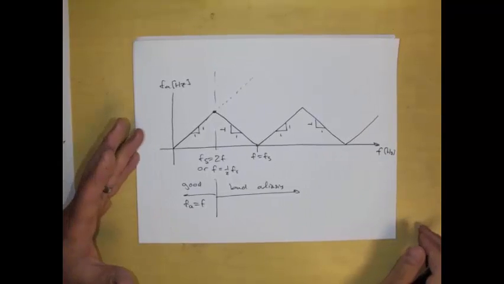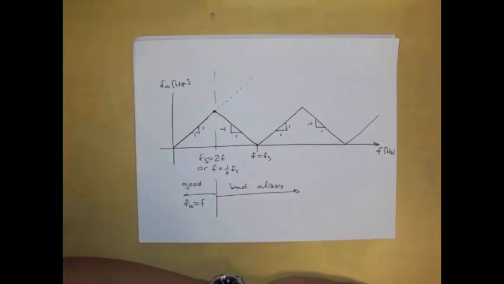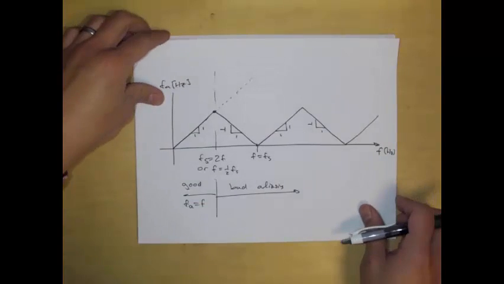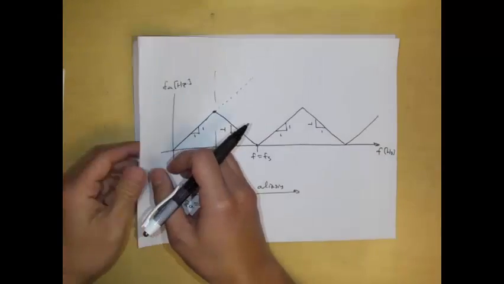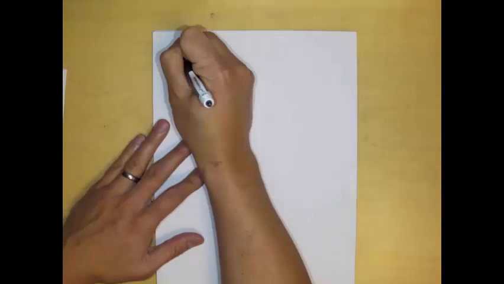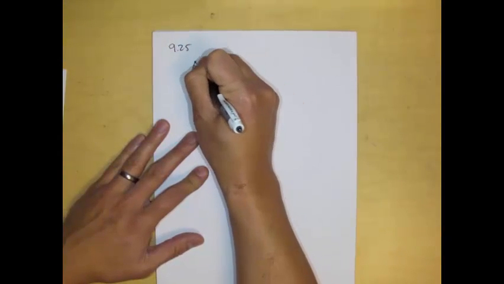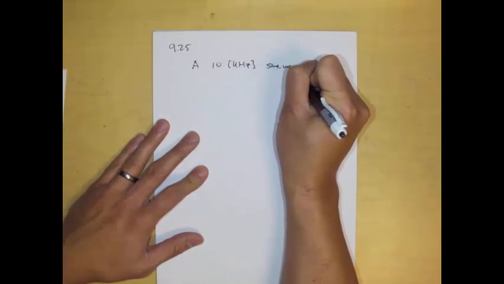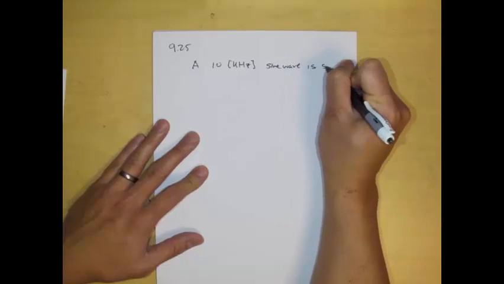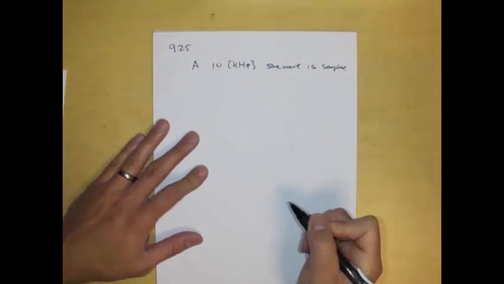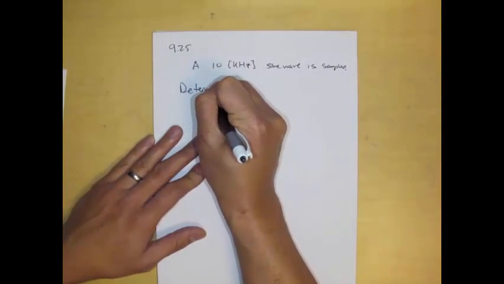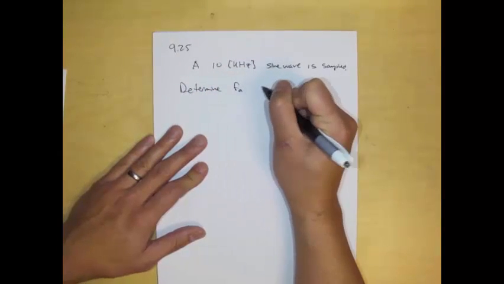Okay? Let's do an example to kind of put some numbers on it, or hopefully get a little bit more intuition. So the example 9.25, and this is in your homework, reads: Let's say you have a 10 kilohertz signal or sine wave, and it is sampled. Okay, and what we want to know is, well, what do we think it is? So what is fa? And we want to determine it for three cases.